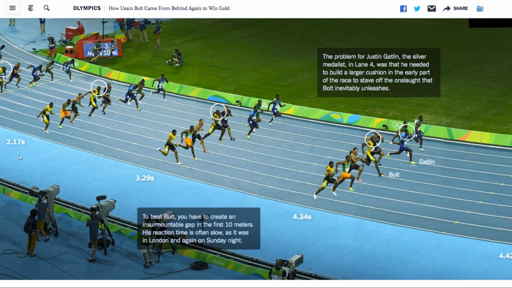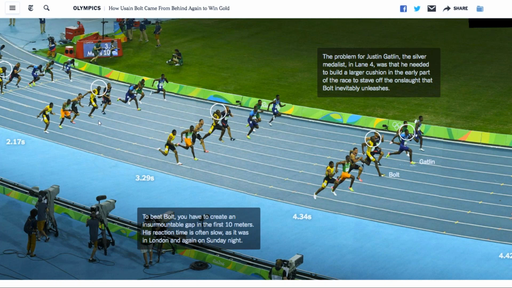So literally, right after 2 seconds, you can see that this guy right here is basically taking an entire stride ahead of Usain Bolt. In fact, you can see that Usain Bolt is almost behind everybody. This guy's ahead of him, he's ahead of him, he's ahead of him. This guy is actually ahead of him. Everybody's ahead of Usain Bolt.